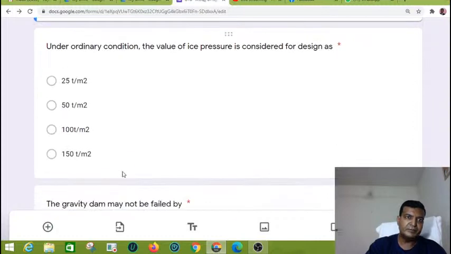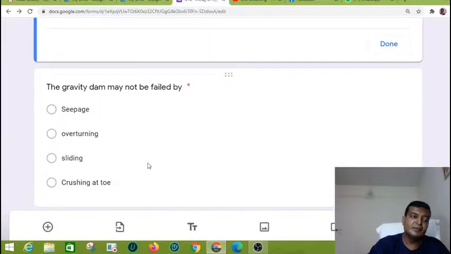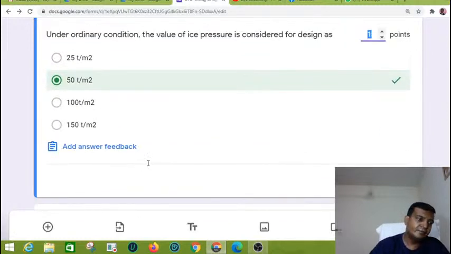Next objective, under ordinary condition the value of ice pressure is considered for design as 15 ton per meter square, 25 ton per meter square, 100 ton per meter square and 150 ton per meter square. The answer is 50 ton per meter square. So let me check it. It is 50 ton per meter square.